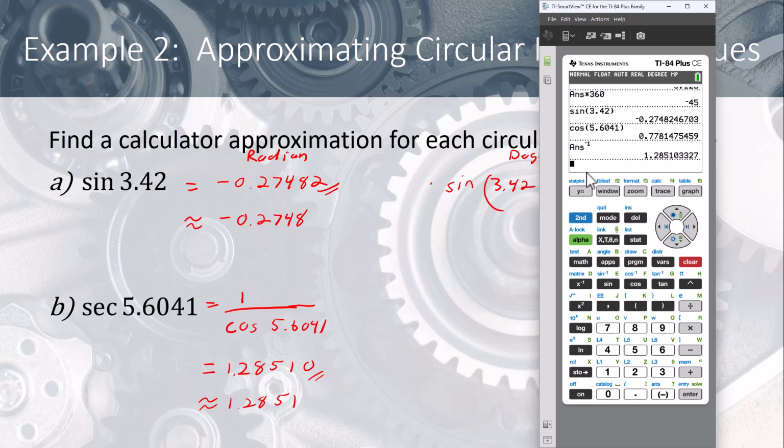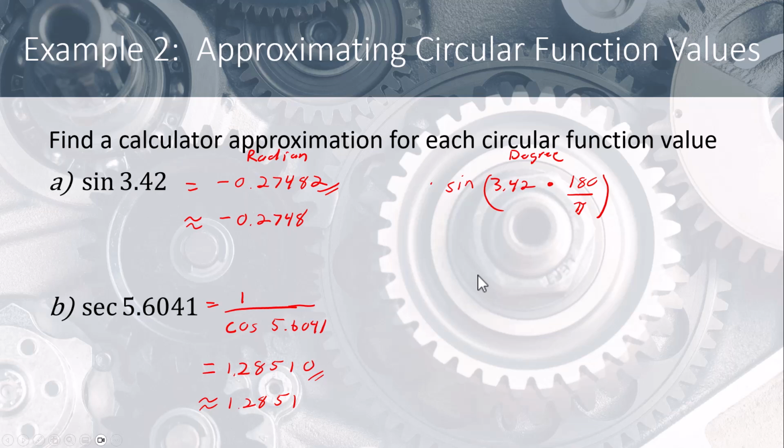Okay, so that will give us the sine of 3.42 times 180 divided by pi, and pi is right here, so second, the caret, close the parenthesis, and notice we get the exact same response, negative 0.27482, exactly what we have here. So you'll get the exact same number.